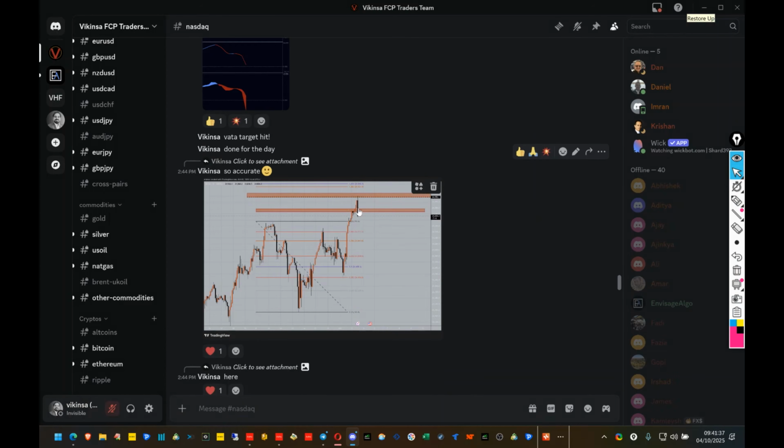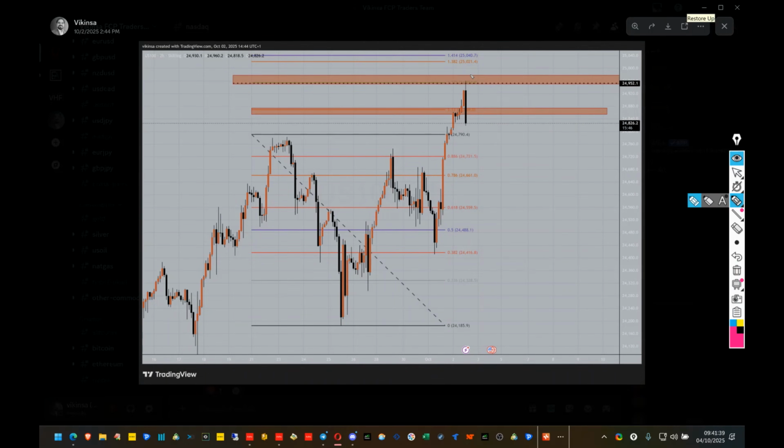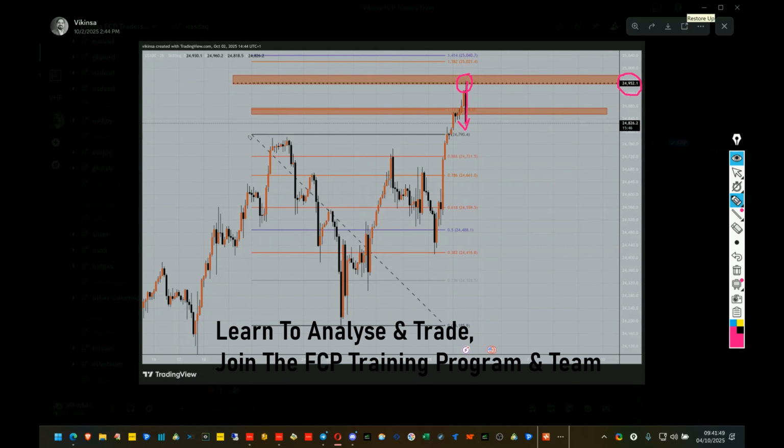And you see what happened right from that level, exactly from that level, 24952, we had good momentum to the downside. This is what happened. And I was able to get out before it hit this.